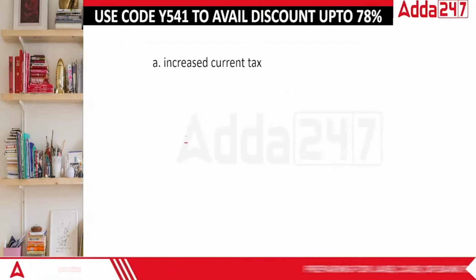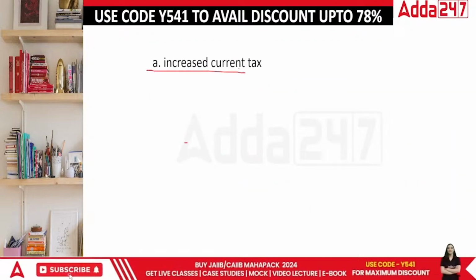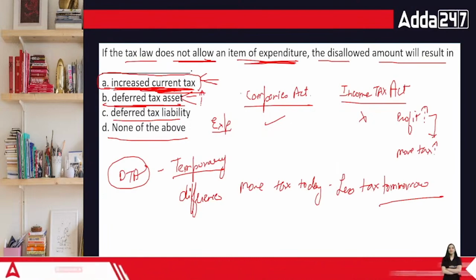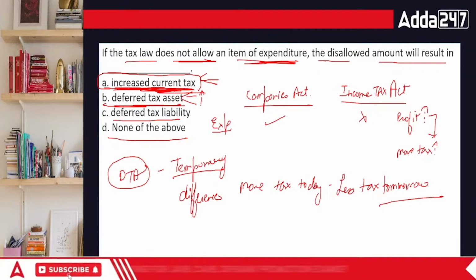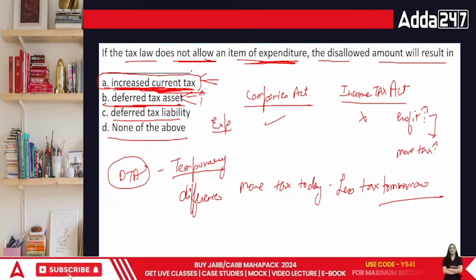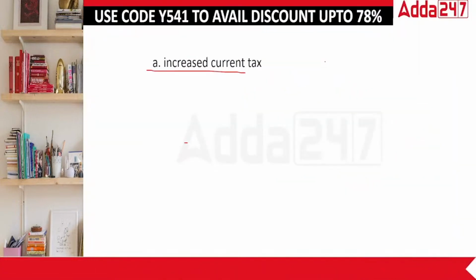Okay, the answer is increased current tax. If the question had said the word temporary, this year or the future years, then it would have been a deferred tax asset. Since in this case they are just saying this is not allowed, that's an increase in current tax.